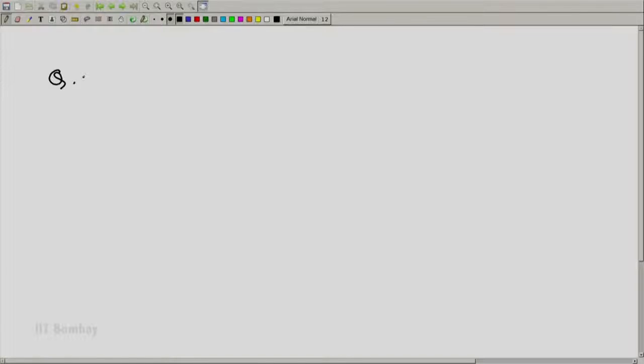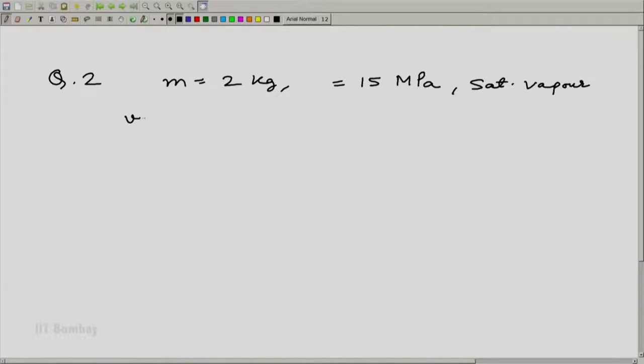So question 2, M is equal to 2 kg, P is equal to 15 MPa, and condition is saturated vapor. We just found those values, therefore V is equal to Vg, which is 0.01033 meter cube per kg from the table, and in our case we have 2 kg, and therefore Vg will be 2 times this, 0.020676 meter cube.